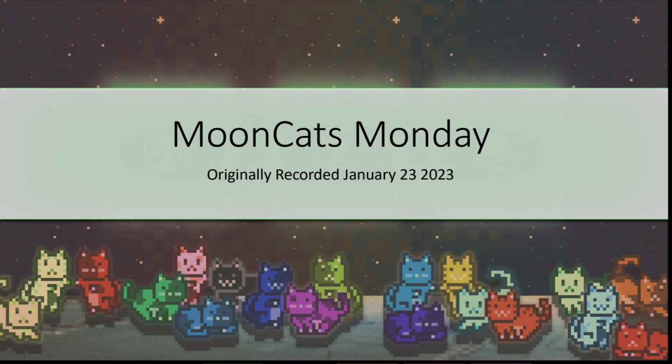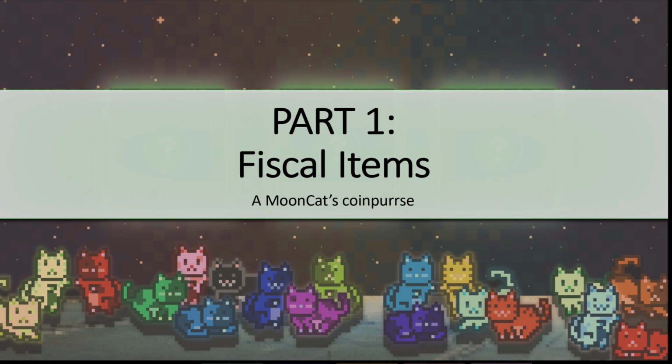Sweet. All right. So, we have basically three sections of stuff that we have to go over in this presentation. We will jump right into section one, which is the fiscal items. As part of our ongoing promise that we made in October to look at all of the costs that are incurred in running MoonCats in general.